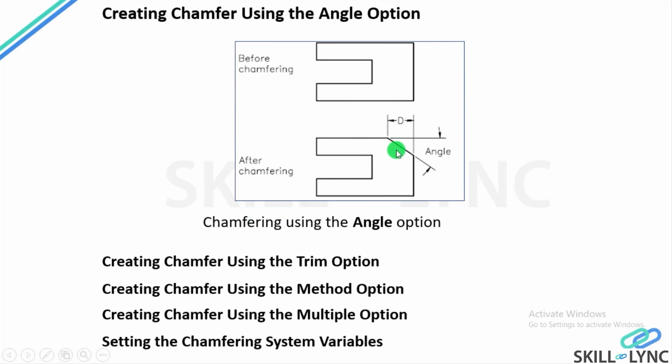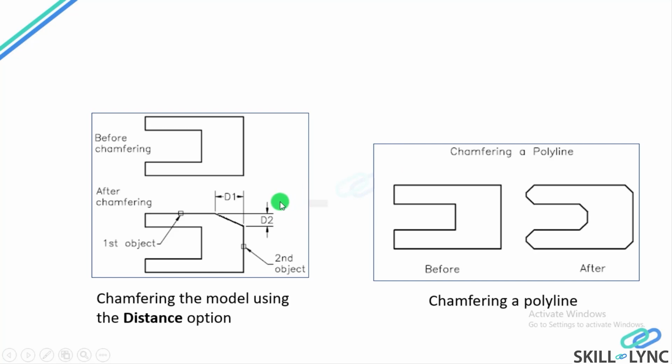So it has two modes. Either you can give the chamfering distances D1 and D2. That means if there is an object like this and you want to create a chamfer, give the distance of the chamfer line. This is a chamfer line. The start of the chamfer line is from the corner point. Distance 1 is the distance of the start of the chamfer line from the corner point, and distance 2 is the distance of the end of the chamfer line from the corner point. If you mention the two distances, the chamfer line can be created.